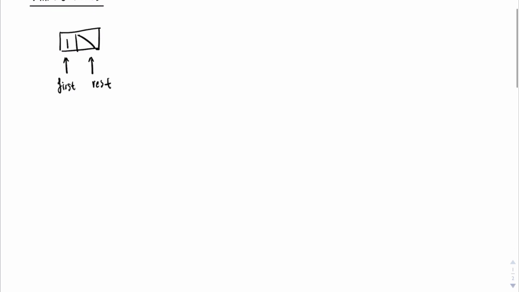Now, let's take a look at an example of a linked list object. A one-element linked list object looks like this. This object has a first attribute as an integer 1, while the rest attribute is a null pointer.